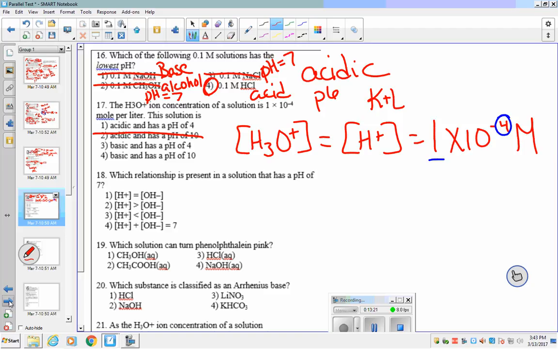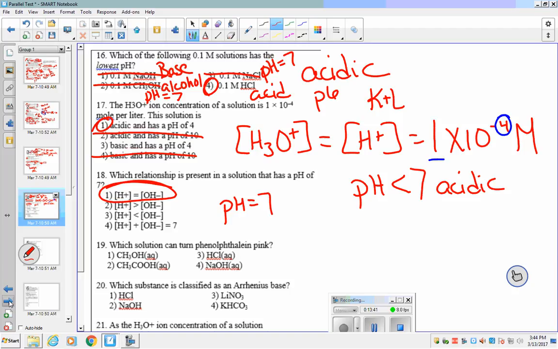So I'm crossing out this guy, crossing out this guy. And because we have a pH of 4, we have a pH below 7, is acidic. When our pH equals 7, we have a relationship where our H pluses and OH minuses have canceled each other out. This is called neutralization.